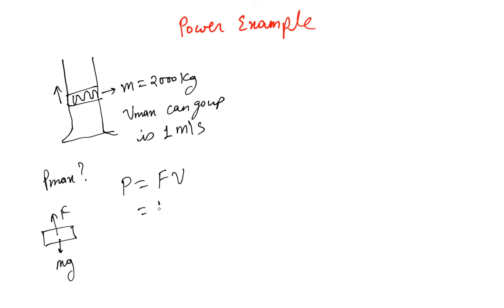So what is the power? Well, F is going to be mg multiplied by the velocity, which is 1, and that gives us 2000 times, let's say g is 10, times 1. So that gives us 20,000 watts, right? We have assumed g to be 10.